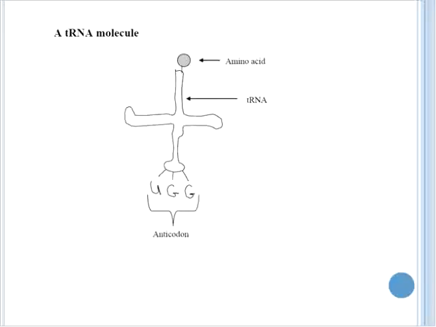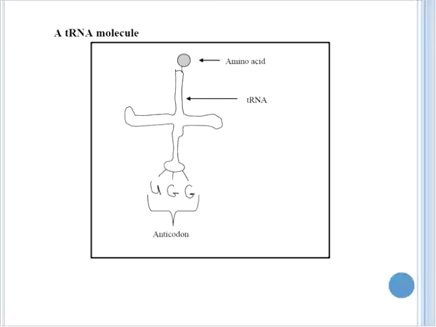To diagram it, a transfer RNA molecule looks like this. It is cloverleaf shaped, it's comprised of bases. There are 2 ends of significance. There is an amino acid attachment site where it attaches a specific amino acid. On the opposite end, there is an anticodon. The anticodon codes to a specific region of the messenger RNA based on its complementary base pair.